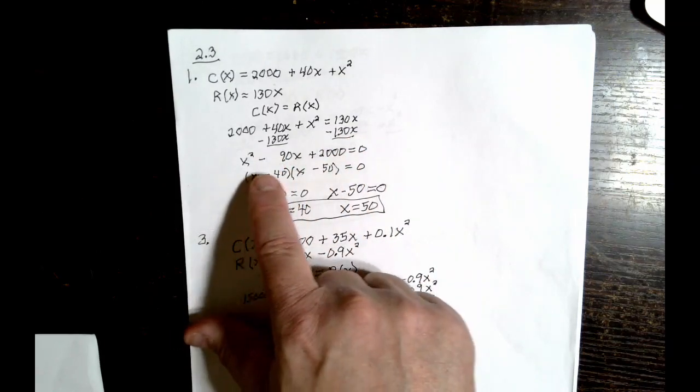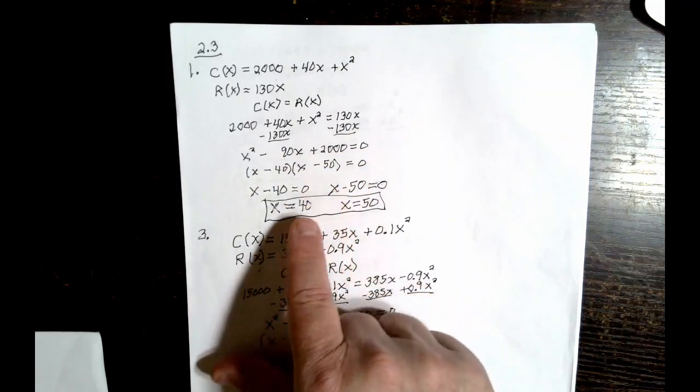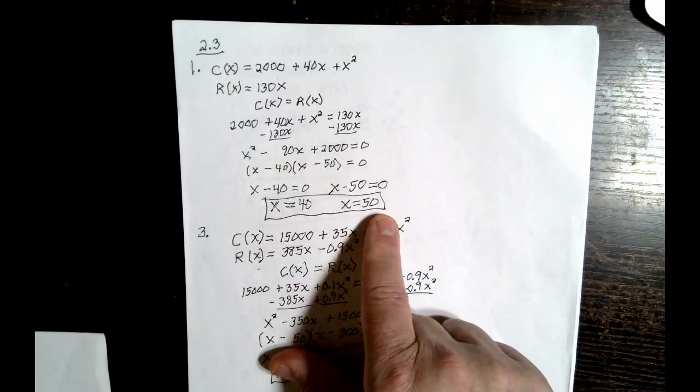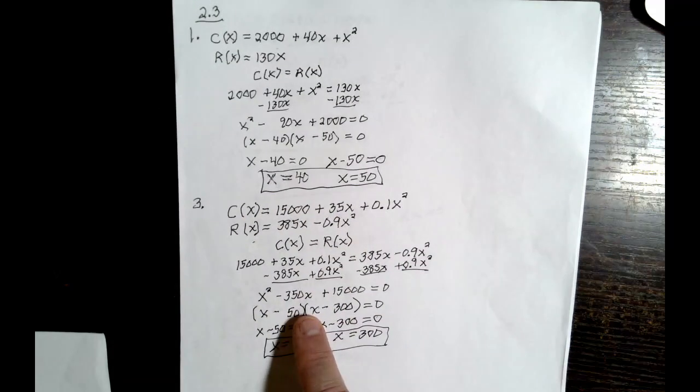Subtract 130x, you get this guy. Factor it if you can, which I could. I get 40 or 50, both legitimate answers.